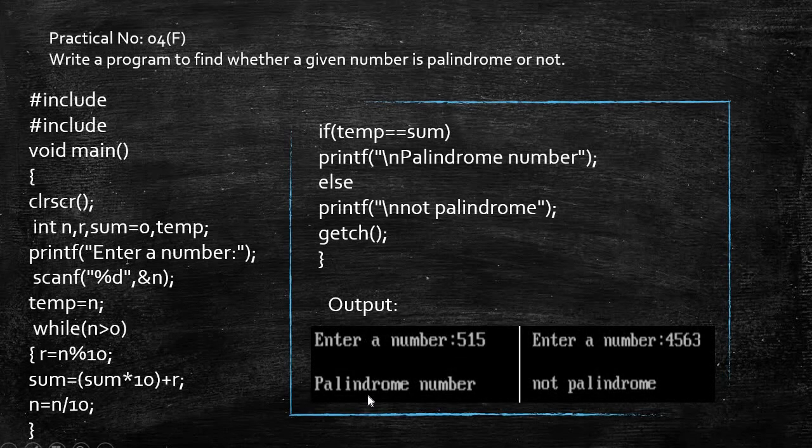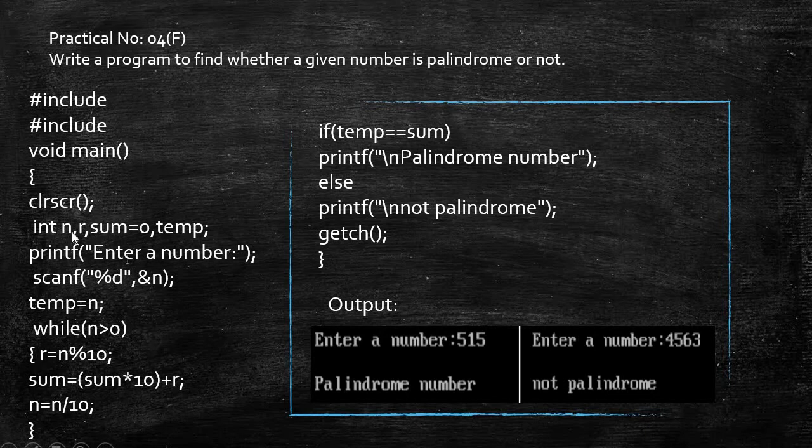Now I will jump towards the next program. This program is to find out whether the given number is a palindrome or not. A palindrome is a number which, if you reverse it, remains the same. You can see over here 515. If you reverse that, you will get the same number. That is called a palindrome. Okay. So for that we have to use the logic.